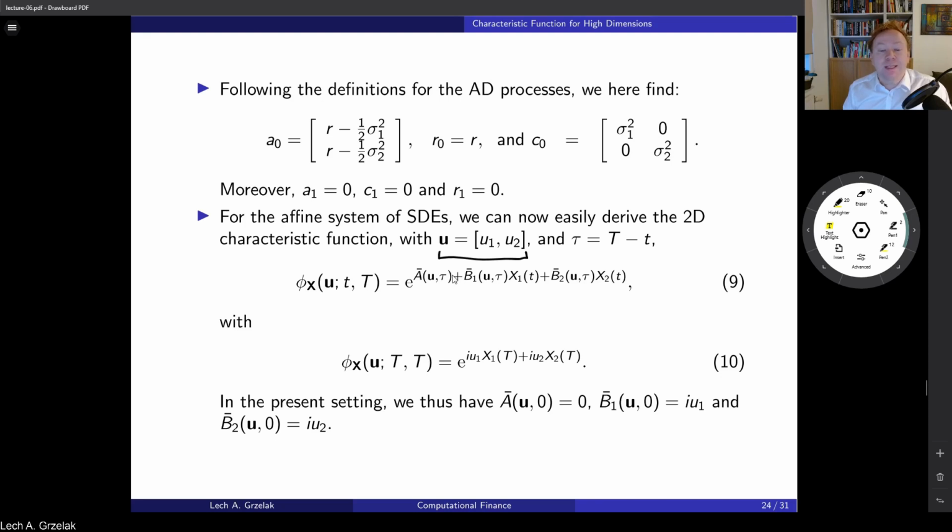So following the definition of the characteristic function, we have A, which is some constant term. It could also be time dependent, but it's state independent, so there's no dependence on x. And we have two terms corresponding to x1 and x2, which are B1 and B2. And we have a terminal condition. At the final point, we have e^{iu x1(T)} and e^{iu x2(T)}, which corresponds to the definition of the characteristic function. So the terminal conditions are as follows. For A, we have 0 because there are no constant terms here. For B1, we have iu1, and for B2, we have iu2.